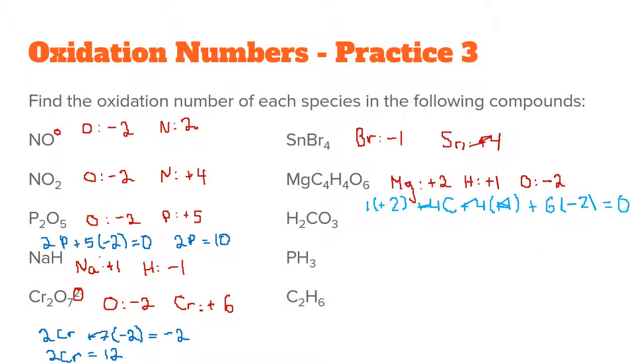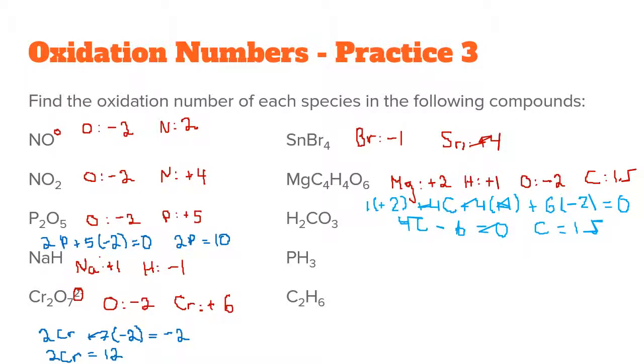Now if you add it up and do the math, we've got 2 plus 4 minus 12 gives us -6. So we have 4 carbons minus 6 equaling 0, which means that each carbon has to have a 1.5. Now it's unusual, but it is still possible to have decimals on your oxidation numbers. In this case, carbon, 1.5. There we go.